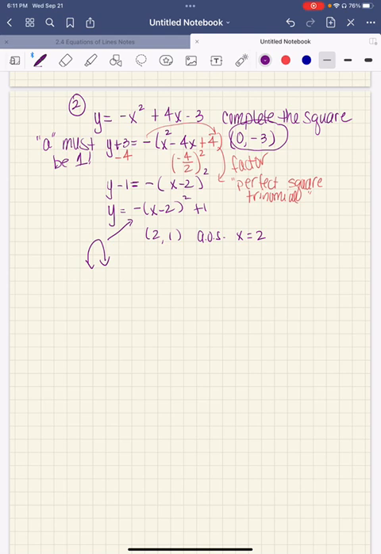Now I need to figure out those x-intercepts. I'm going to find the x-intercepts straight from vertex form. This is not something that we have done in class, and it is something that I want to review with you that you may or may not remember from last year. So we're in vertex form, and we have y equals -(x minus 2) squared plus 1.